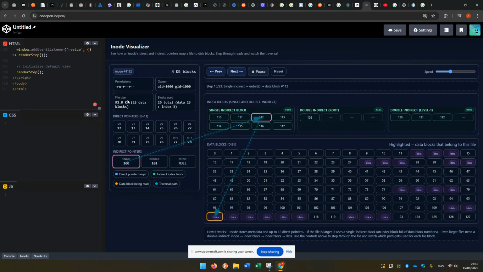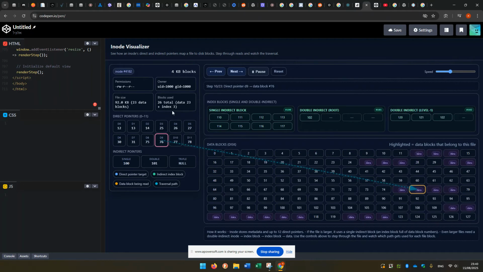And if the file size is 92 and each data block is 4 kilobytes, so I need 23 blocks. Now this inode has by itself 12 direct pointers, so I can get 12 blocks from the direct pointers, but I have a problem because this is not enough. Because this is not enough, there are the indirect pointers. You can see that there is a single, double, and triple. It depends on how much I need.